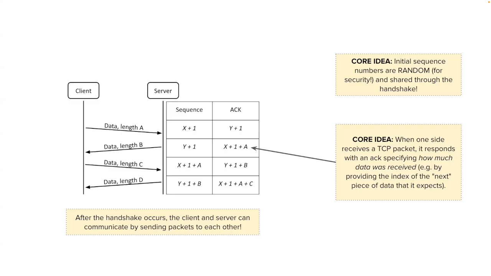So for an attacker that's not there, I guess we'll cover in a second, they essentially have to guess the entire number. Because if the ACK is not what you sent plus 1, then you know that this is a forged message, right? So the key idea is that these sequences are random and they have to be random for security, and they are shared through this handshake that we just went through. And again, one side receives a TCP packet, it responds with an ACK specifying how much data was received by providing the index of the next piece of data that it expects. And after the handshake occurs, the client and server can communicate by sending packets to each other.